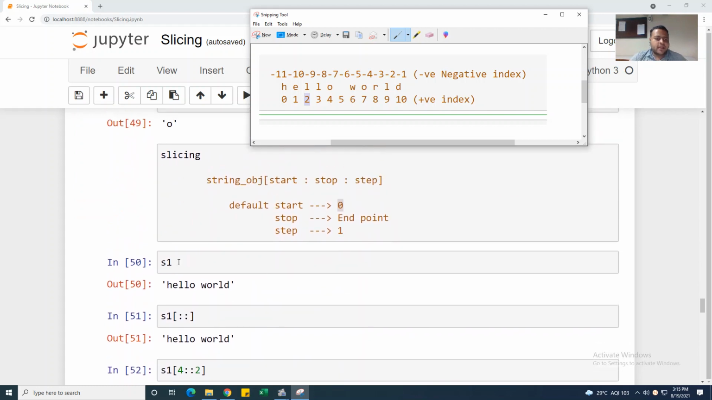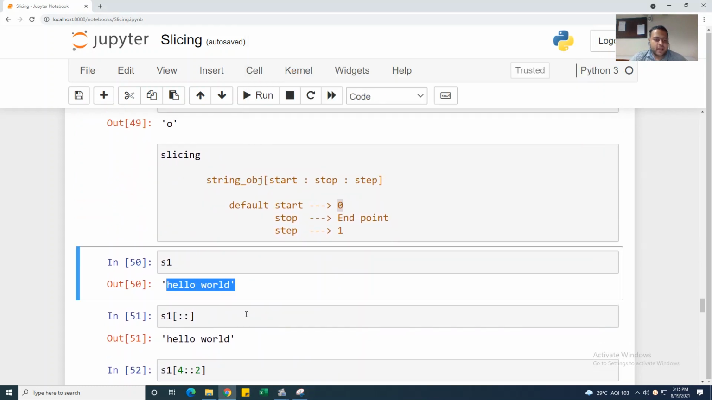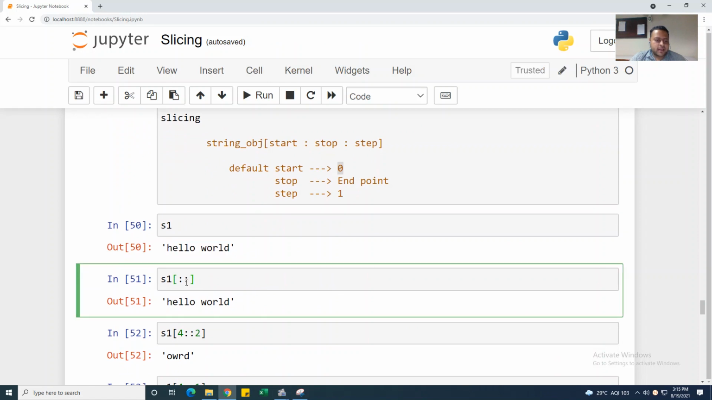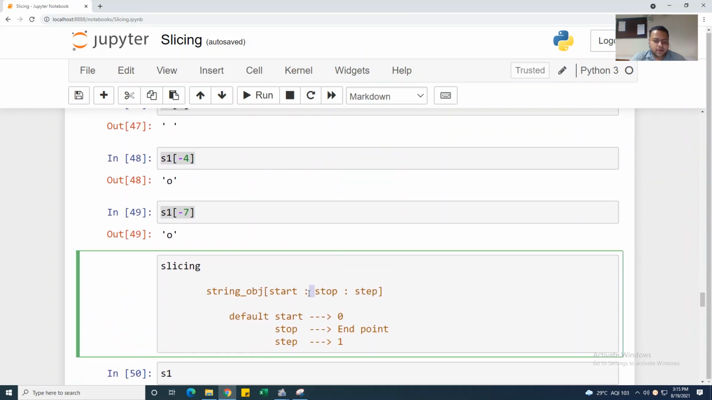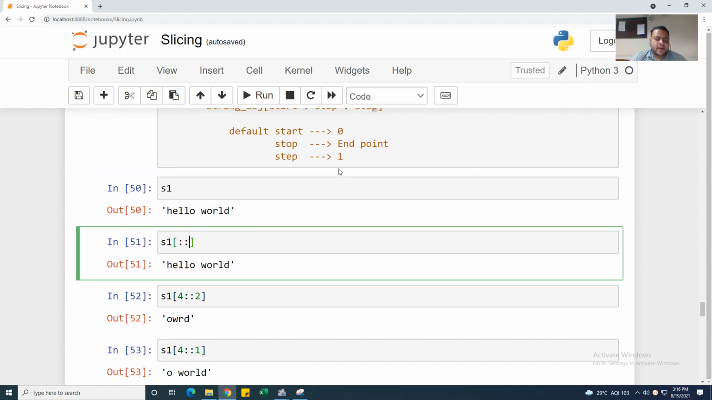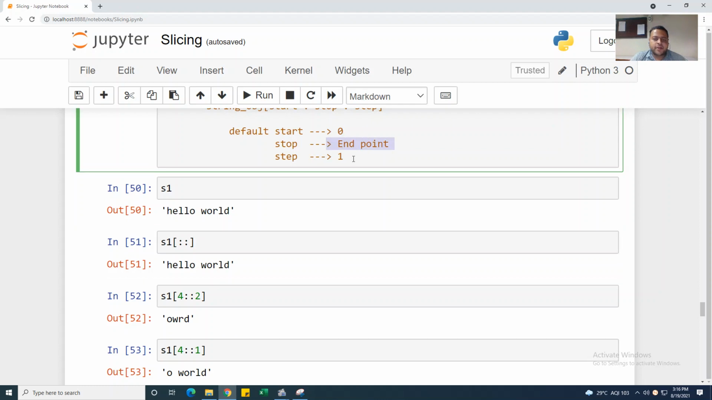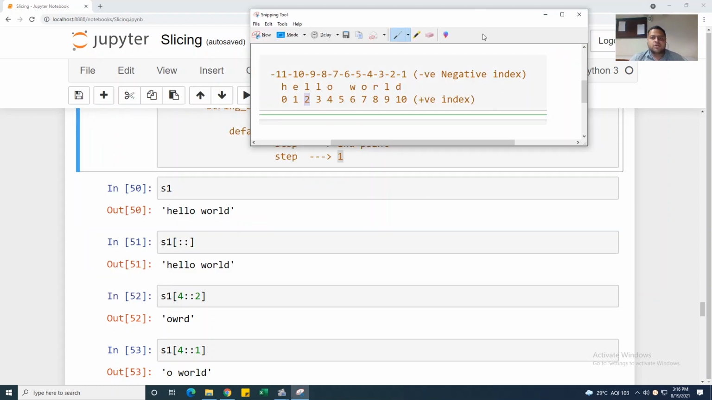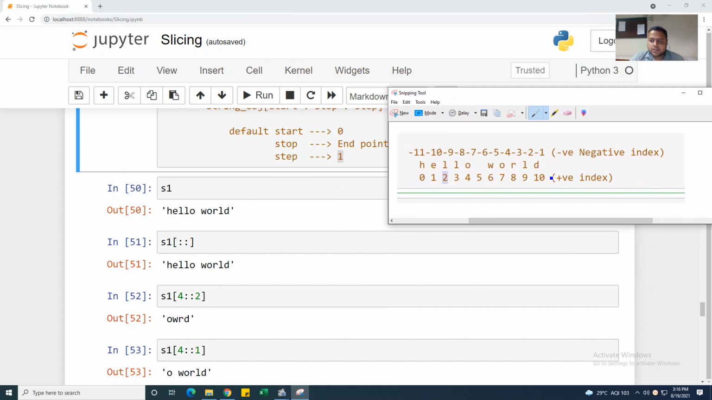So I am taking s1. In s1, I have hello world, right? This is the syntax with double colon: first the start point, then colon, then stop, then colon, and step. Now, I am taking s1 of double colon. In that, I am not putting anything. So by default it will take 0, the endpoint, and 1. So the whole string will be printed over here.